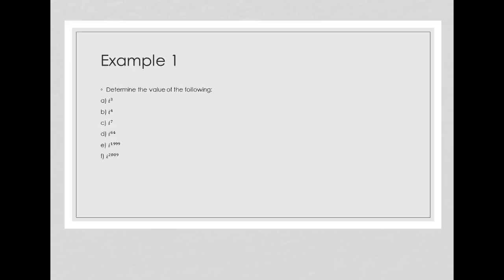So let's look at a few examples. Determine the value of the following. So in A, we have i to the power of 3, which I can write as i squared times i. Now I know that i squared is -1, times i, so that ends up to be -i. Then for the next one, where i is to the power of 4, now we've seen that any multiple of 4 gives 1.